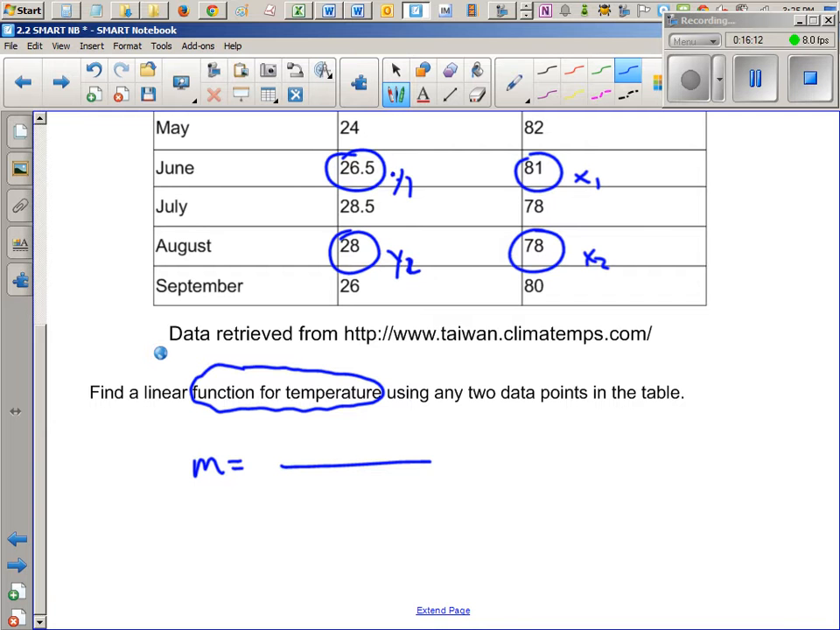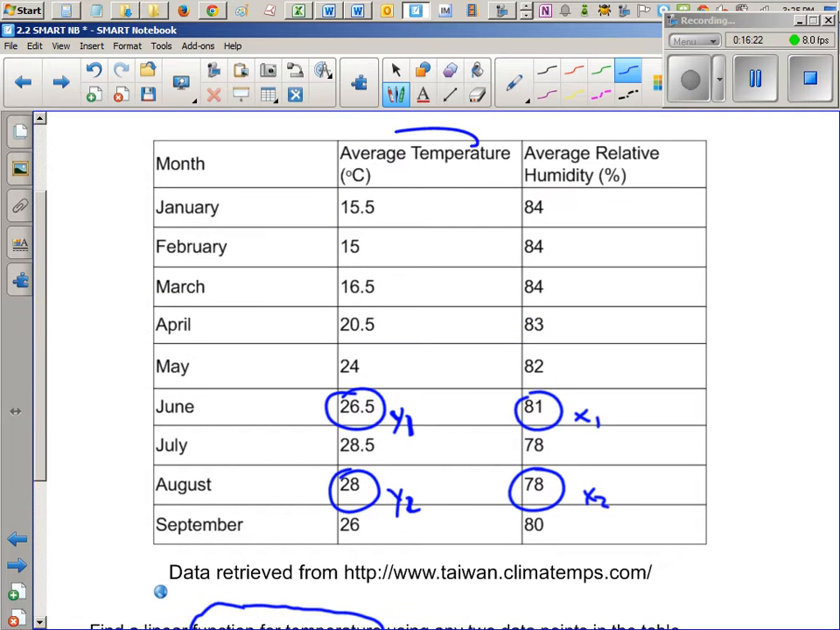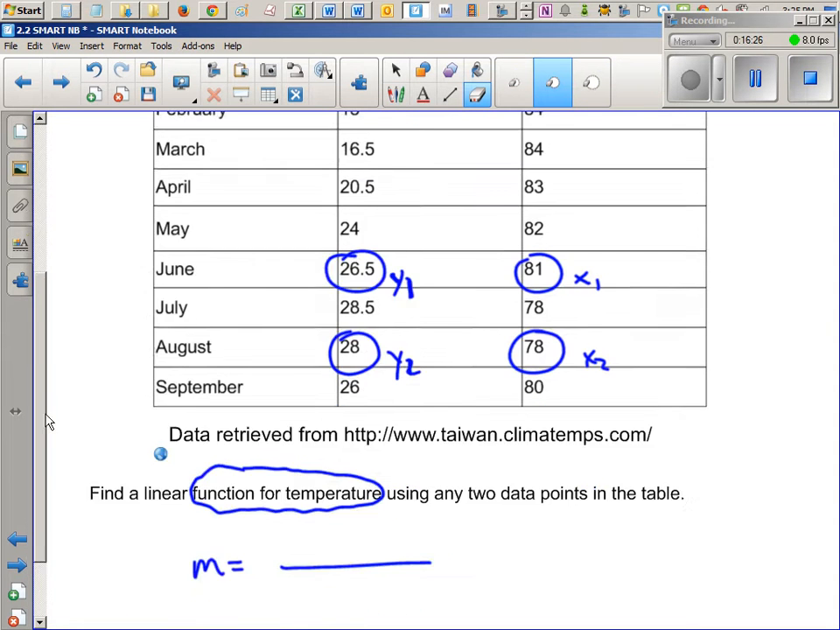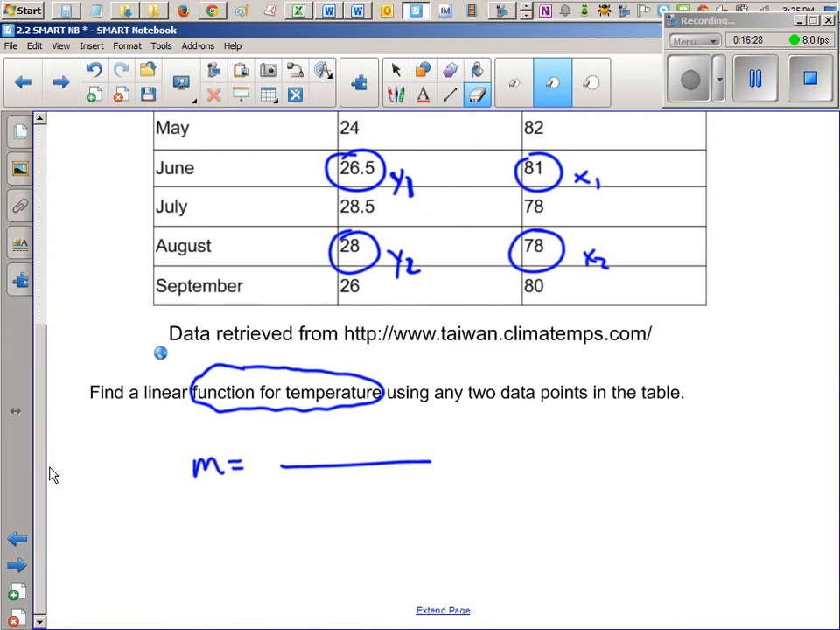You might say, Mr., why do you have the y column first? It's because they're telling me to find a function for temperature. So the temperature column, that's the first column here. Let me scroll up and show you. This is the temperature column, right? So that has to be our y column. We don't have a choice. So this is our dependent variable.